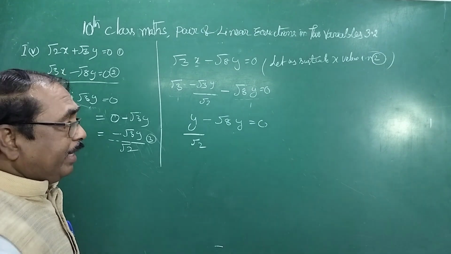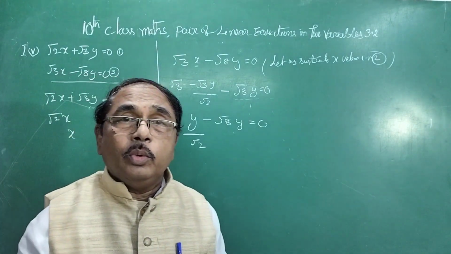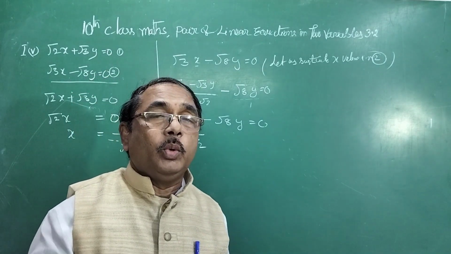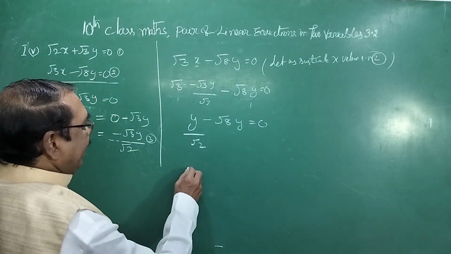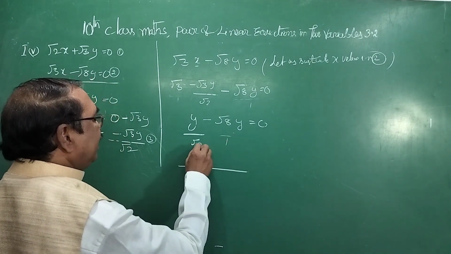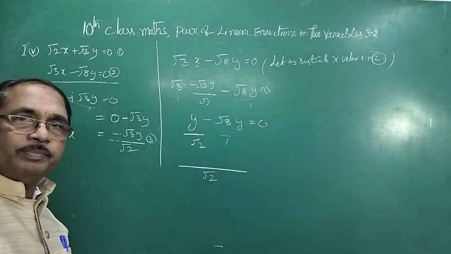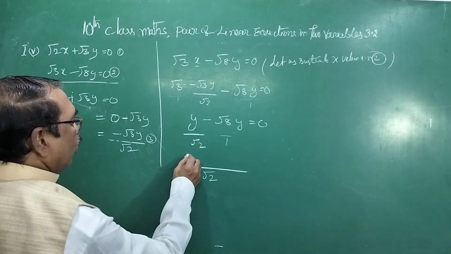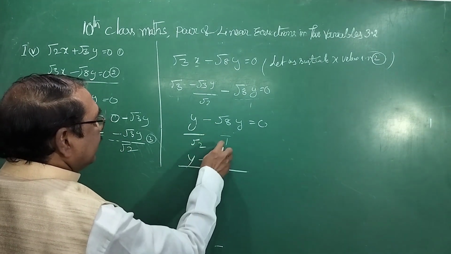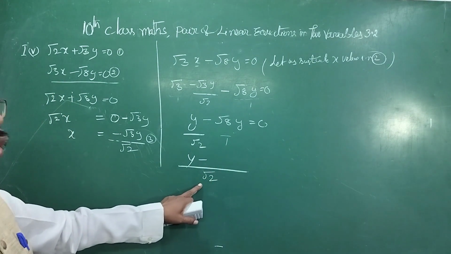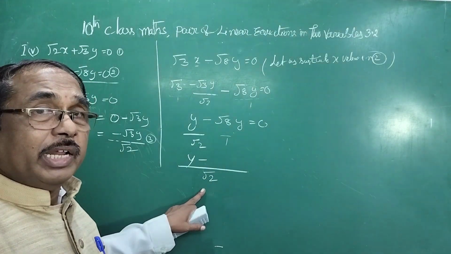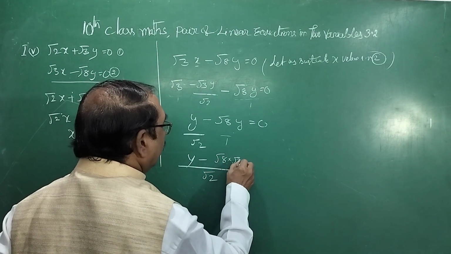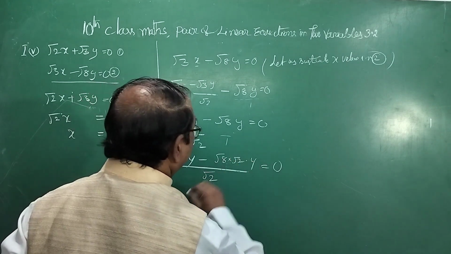If we want to subtract or add the fractions, what do we have to do? We have to find the LCM. The LCM for this and this is root 2. Root 2 goes into root 2 one time, so we have 1y. Then y minus, 1 goes into root 2 root 2 times, so root 8 into root 2, and as usual x and y are not 0.